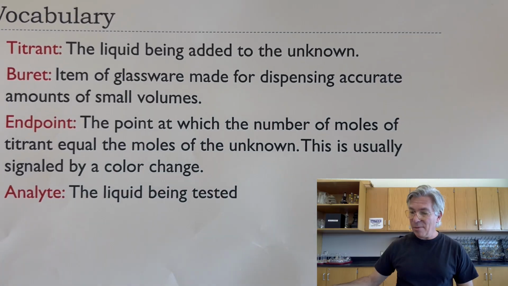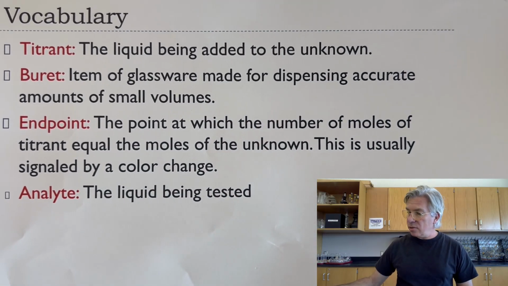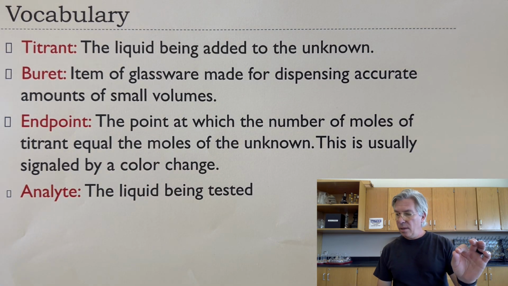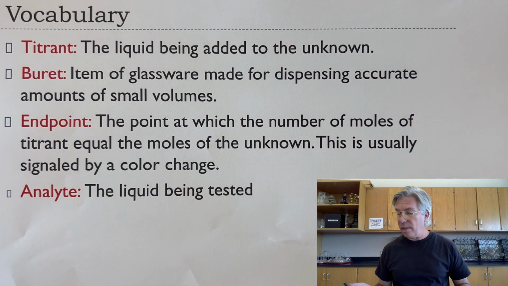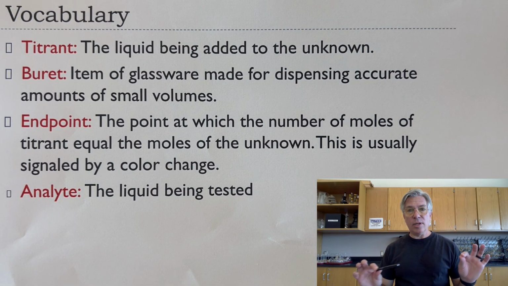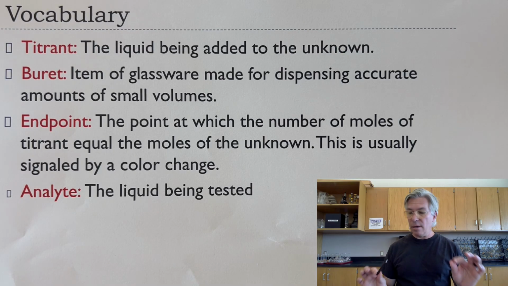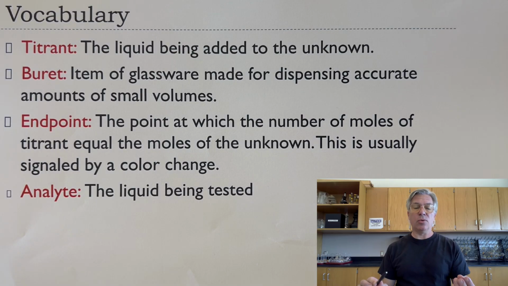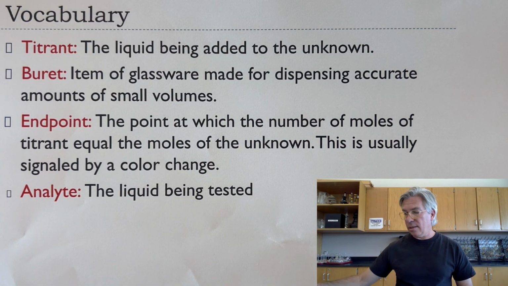All right. If you need help with the vocabulary, there was a lot of vocabulary in that one. Here it is. So the titrant is the liquid being added to the unknown. That's in your burette. The burette is the item of glassware made for dispensing accurate amounts of that titrant. The endpoint is the point at which the titration finishes, where the number of moles of the stuff you're adding completely reacts with the number of moles of the analyte, whether that's moles of electrons, moles of hydrogens, protons, or something. And then the analyte is the liquid being tested.